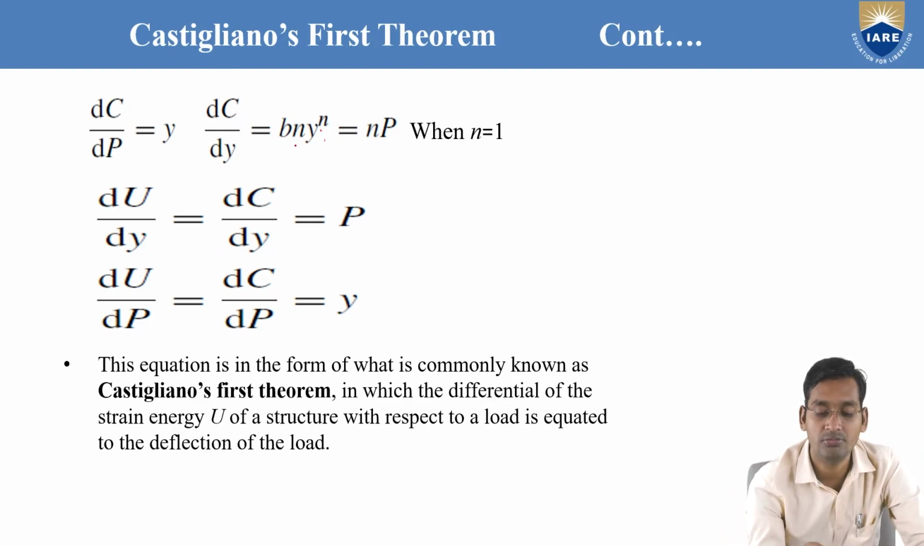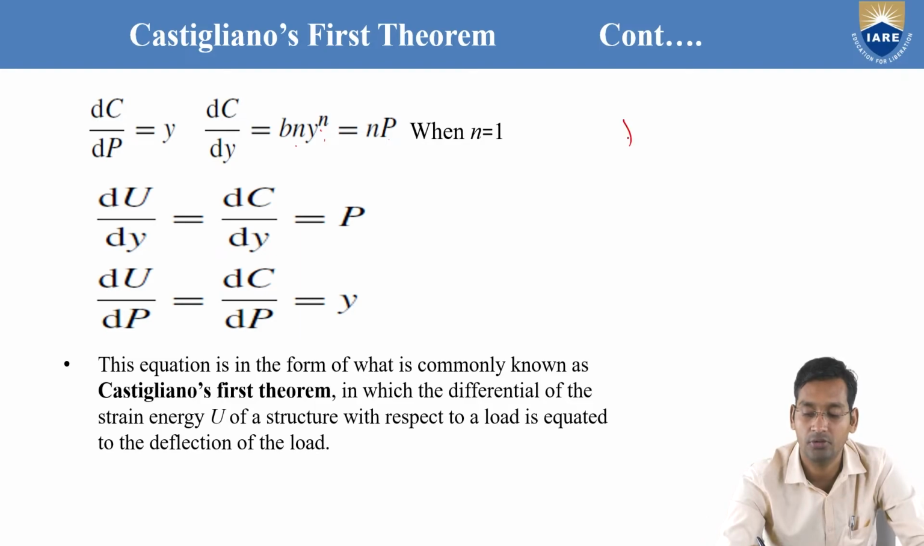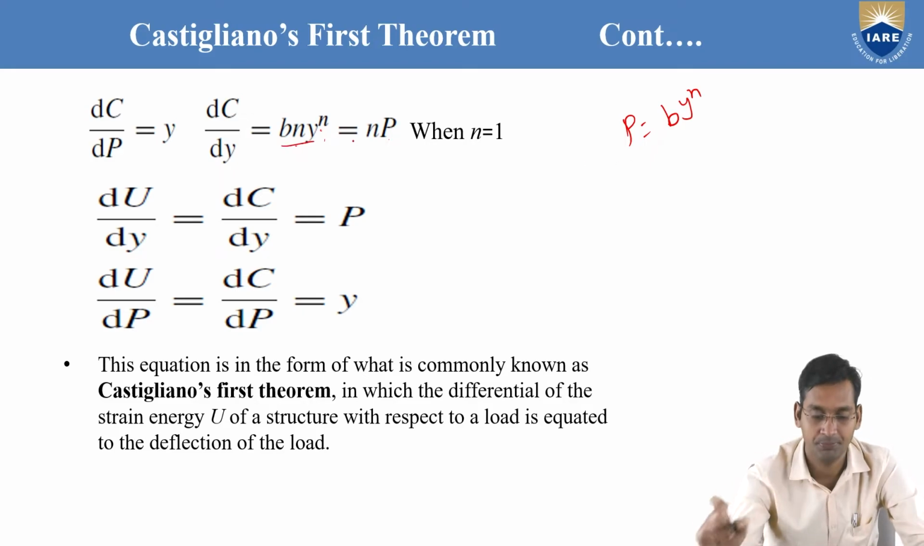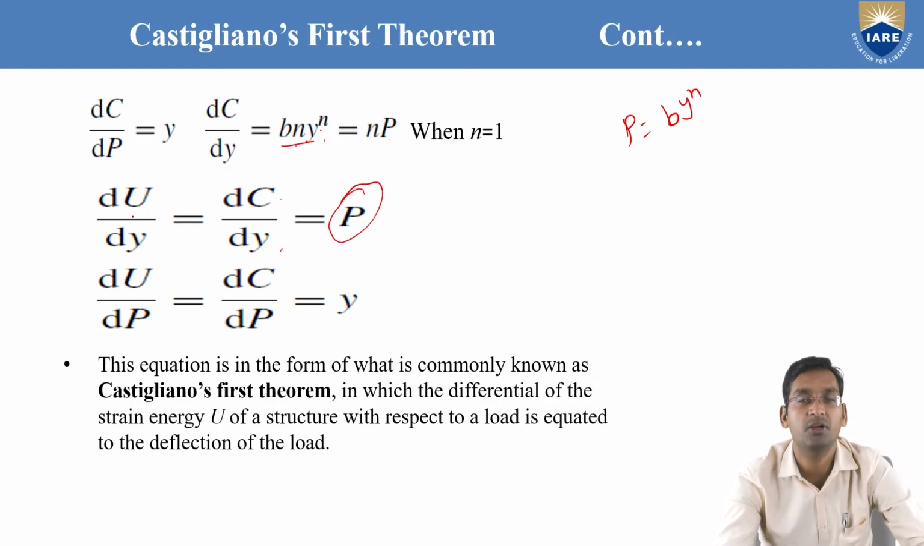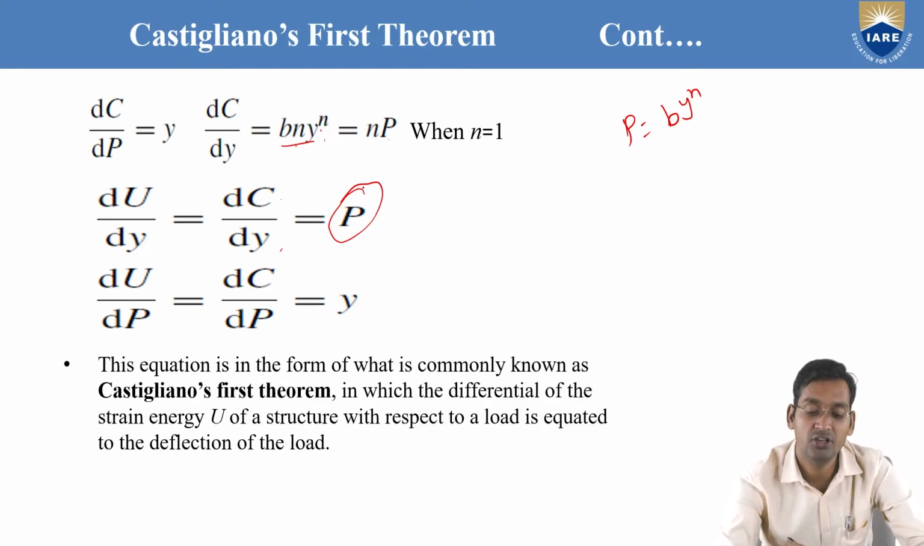Now this one is what? b y to the power n, we already assumed as P. So we assumed that b y to the power n is P, so we can replace here. So now this becomes n P. Similarly, after equating all the previous three equations, dU by dy equals dC by dy equals P. So once we differentiate with respect to the deflection, either the complementary energy or the strain energy, we are getting the same value.